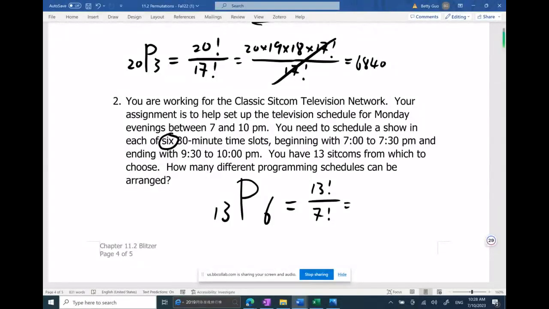Or you can use the calculator. Enter 13, and then math, PRB. I'm only describing. I hope you are able to figure it out yourself. And the nPr, and then yeah, let's do that again. Sorry, 13 math, probability, nPr, and enter 6. That's a huge number. We have 12,355,200.